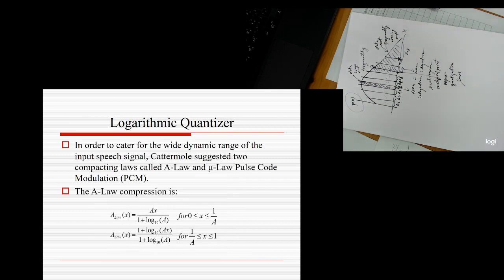Okay, another one we consider. This transparency shows you we have a logarithmic quantizer. In speech processing, we have the North American standard and the European standard. One we call the A-law, the other we call the mu-law.